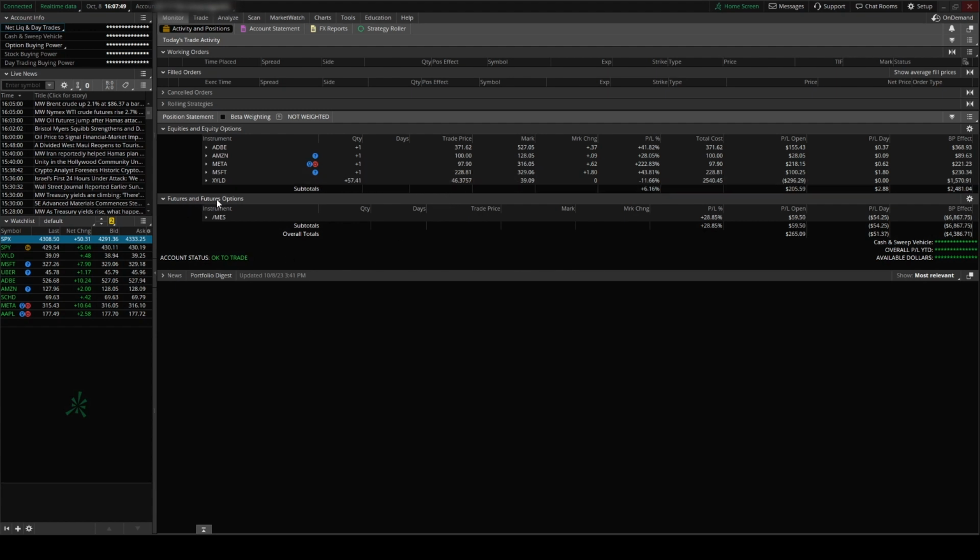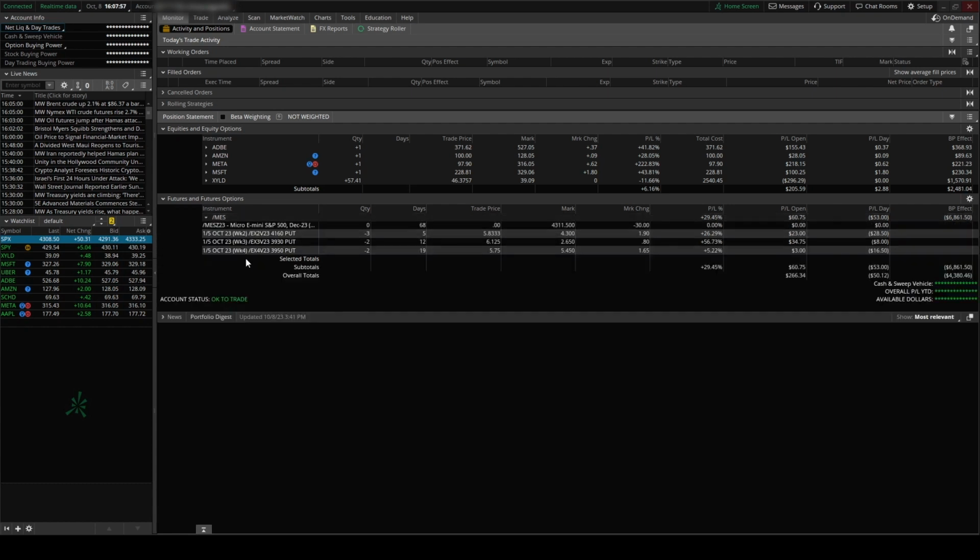And this is the futures and futures options. MES is a futures asset. That's what we trade. So maximize that. This tells you we have one, two, three positions. This one we have -2, -2, and -3. And this is the expiration date. So 5 days from now, this one will expire. 12 days from now, this one will expire. 19 days from now, this one will expire.